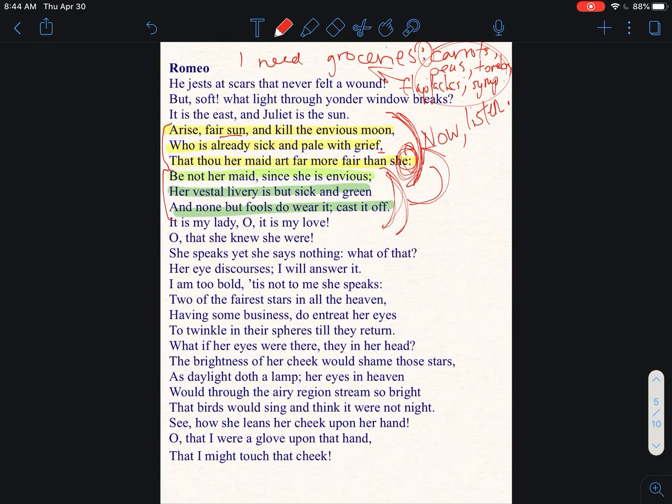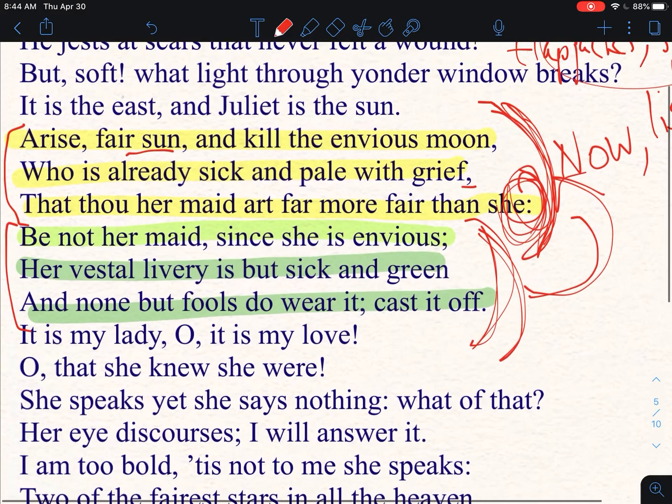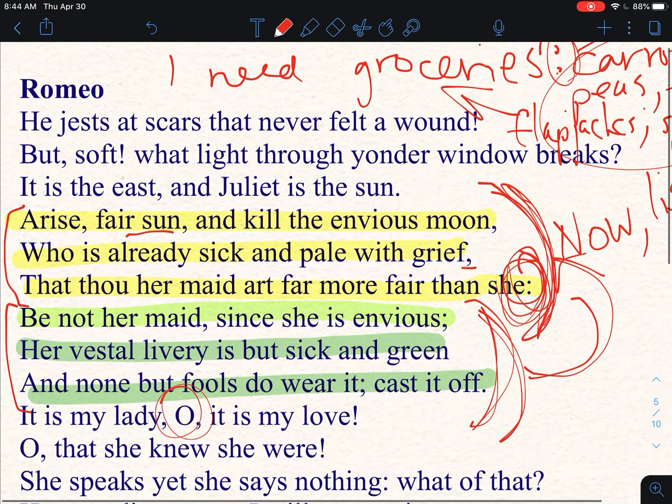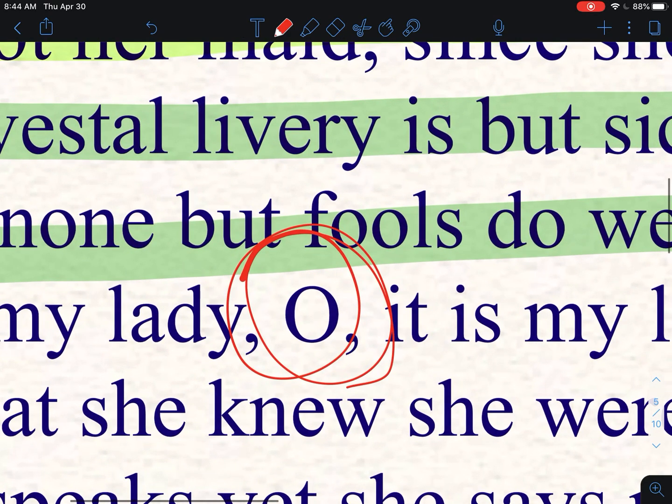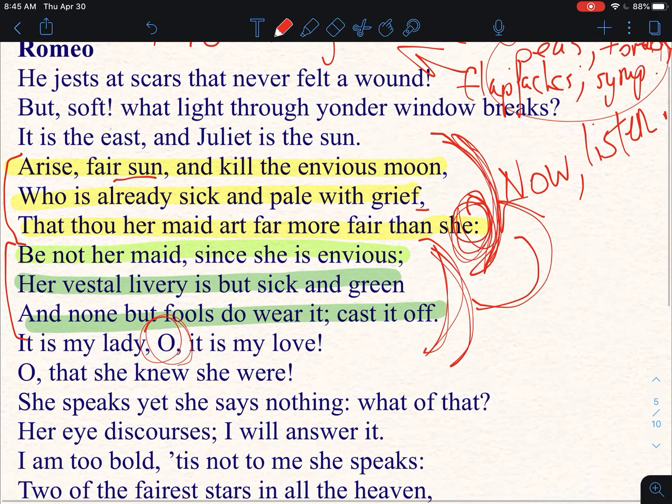Okay, so that's commas, semicolons, and colons. When you get to an O, it's sort of like a wild card. This is why I love O's, is they're pure emotion. You think about cavemen, when they were performing or saying things, they would just go, ooh, ooh, ah, ah. All they had to communicate with was vowels, presumably. I wasn't there. But the main idea that I'm getting here is whatever Romeo is feeling: it is my lady, oh, it is my love.